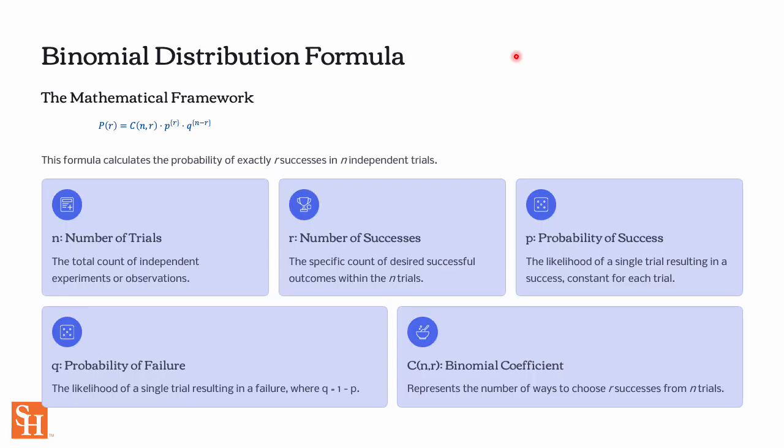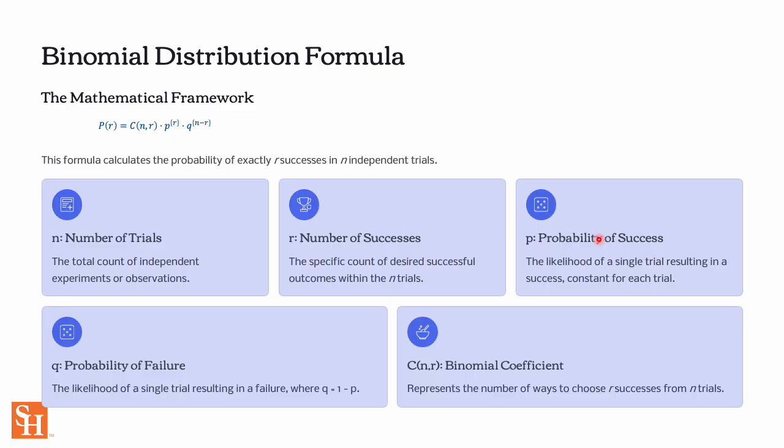So let's now talk about the key components of the binomial probability distribution formula. This is the binomial distribution formula, which tells us the probability that there will be R successes out of n trials. Here, n is the number of trials, and R is the number of successes out of n trials. Then P is the probability of success in each trial, and this P is constant for all the trials.